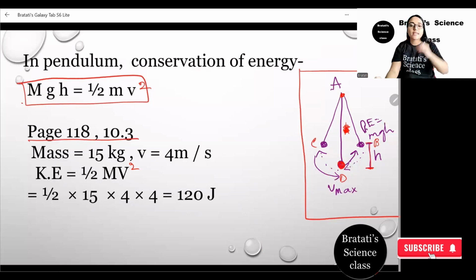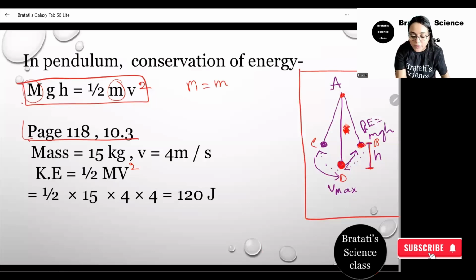Again in the same way, at a certain point B the potential energy will be maximum because it attains the height h, where there is no velocity. For a certain time it will stop. Again it will come down with the velocity v max, that is half mv square. So mgh equals half mv square. You can consider this is for the same object, where m equals small m.